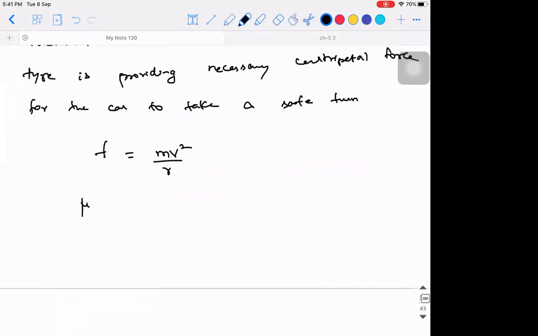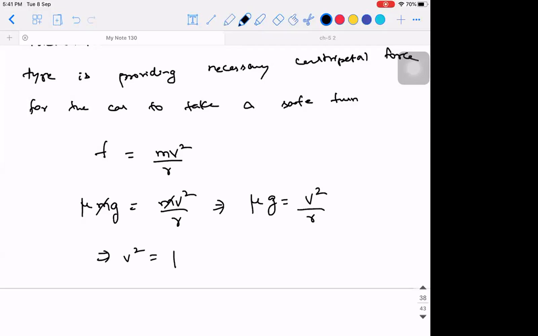But what is friction? Friction is equal to mu mg on a level road. Friction is mu into N, but on a level road, N is equal to mg. So mu mg is equal to mv square by r. m and m get cancelled. So mu into g is equal to v square by r, which implies v square is equal to mu rg. V is equal to root of mu rg. So this is the velocity with which the car is supposed to take a turn on a particular road, where you know the coefficient of friction of the road.